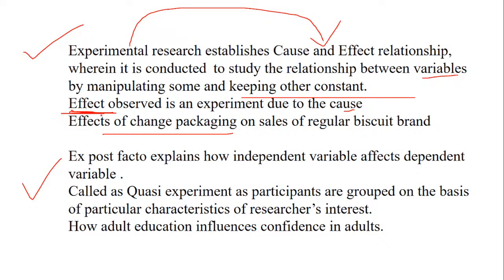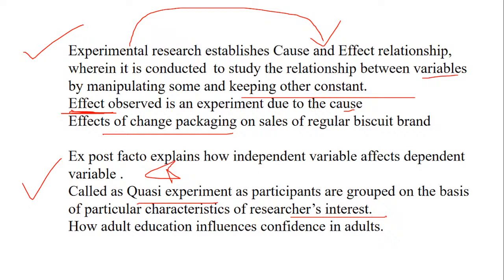That is observed even in the experimental research. Fine. Now, when we talk about ex post facto research, it explains how the independent variable affects the dependent variable. It is also called quasi-experiment. This was one of the questions in a previous year, as the participants are grouped on the basis of the characteristics of the researcher's interest.